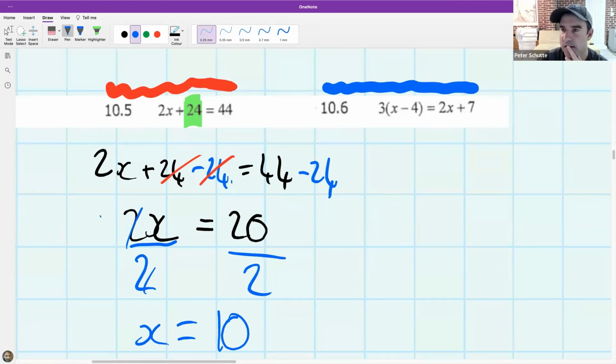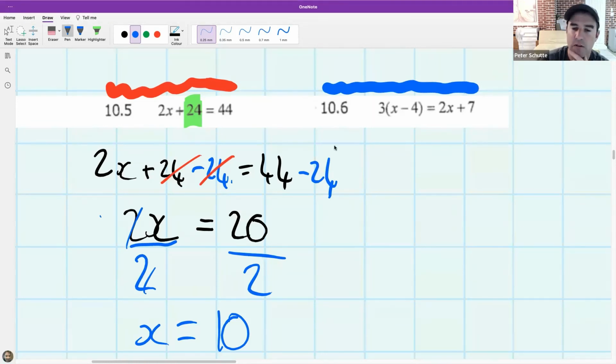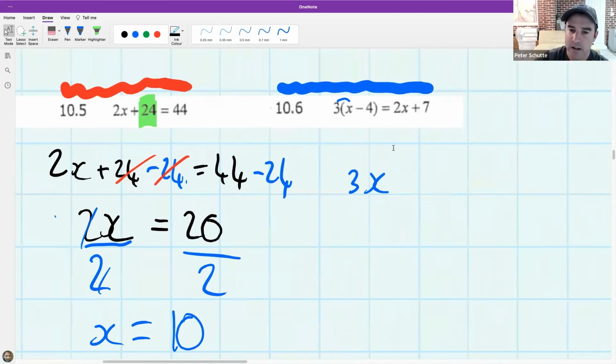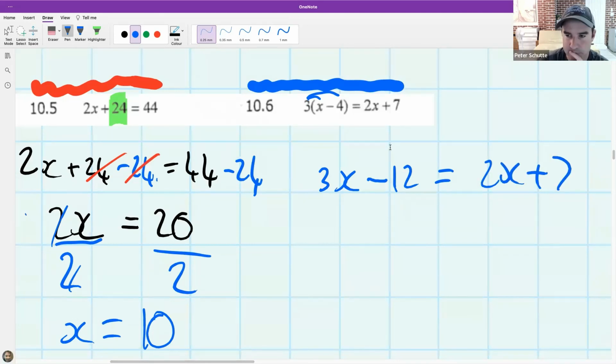Okay. Yes, sir. And then, sir, with 10.6, wouldn't it be like whatever's outside of the bracket gets timesed with what's in the bracket? So it'll be 3x, negative 4, minus 4. Not minus 4. So the 3 must get applied. You're almost there. So do you apply it to both of them? So it'd be 3x, minus 12. Yes. And then equals 2x plus 7.